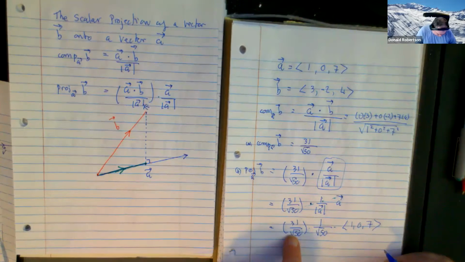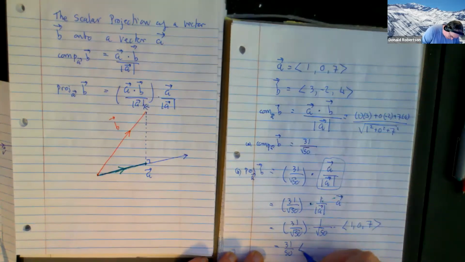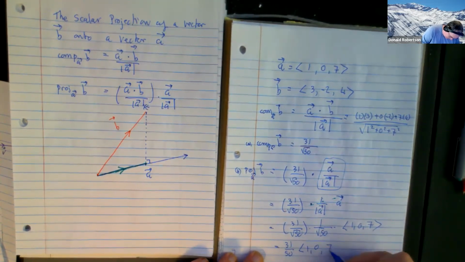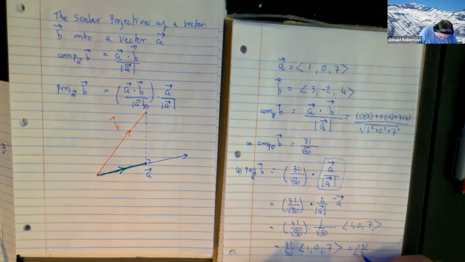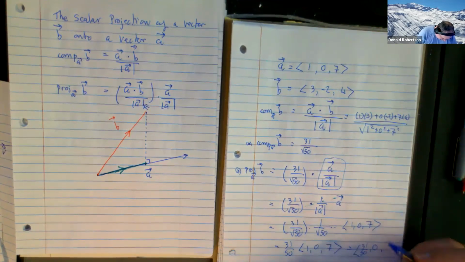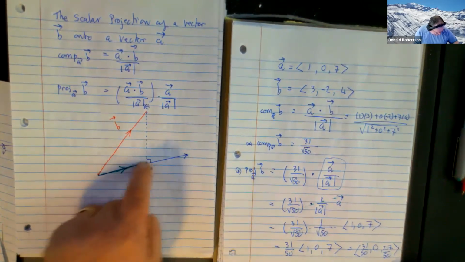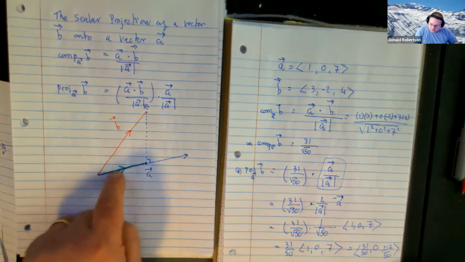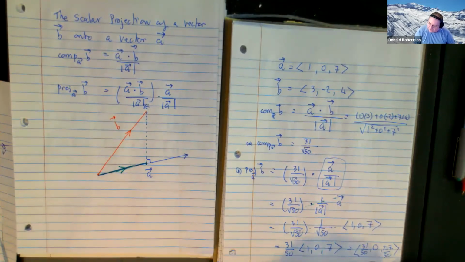And those two get you 50. So I have 31 50ths of that vector, which ends up being 31 50ths, 0, and 7 times that's 210, 217 50ths. And that vector is the green vector, right? Not the magnitude of it, but that's what that green vector would be, right? That's its components.